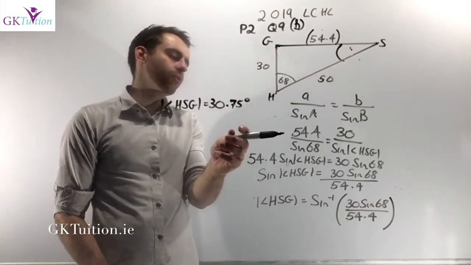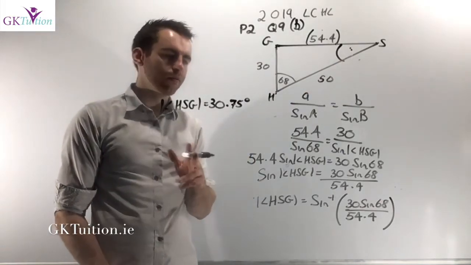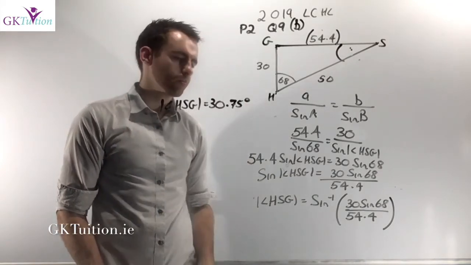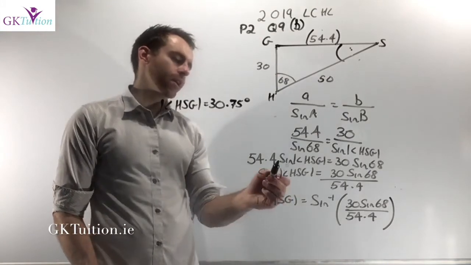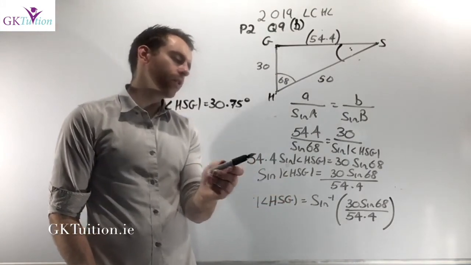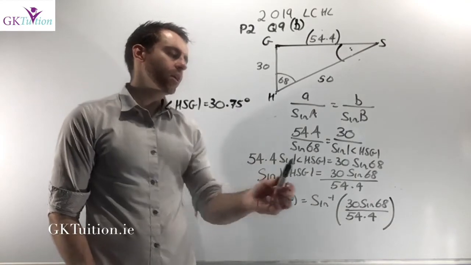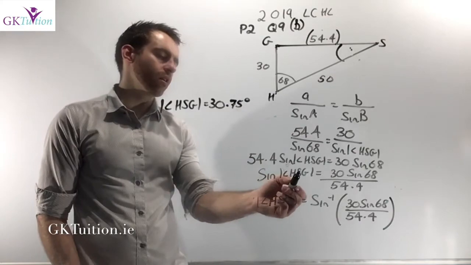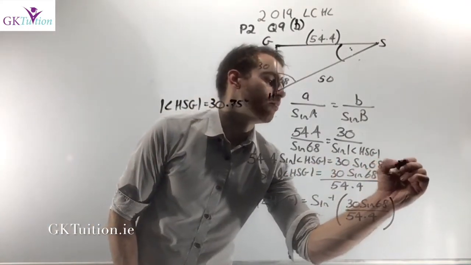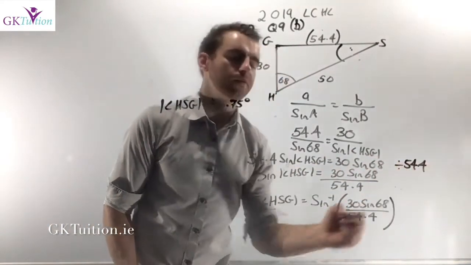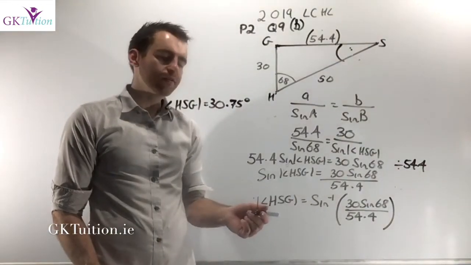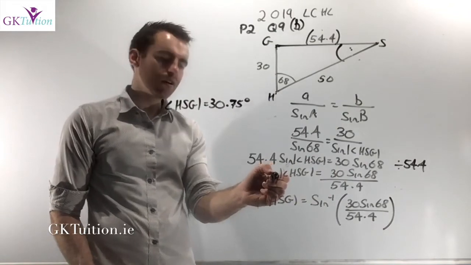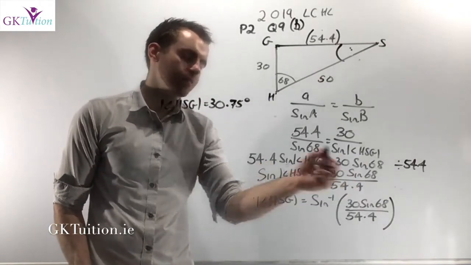So here I've just got two fractions and an equals in between them. If you've one fraction on the left, one fraction on the right, the easiest thing to do is to just cross multiply. So if I cross multiply here, I just get 54.4 times the sine of my unknown angle is equal to 30 times the sine of 68. In order to get the sine of the angle on its own, at this stage we divide both sides by 54.4. If I divide both sides by 54.4, I get this fraction. In order to get the angle on its own, I take sine inverse of that fraction.